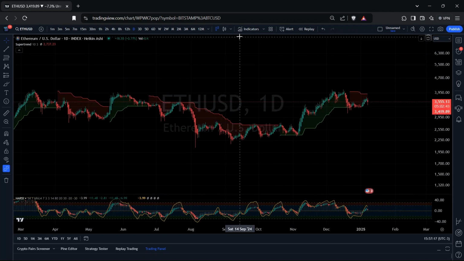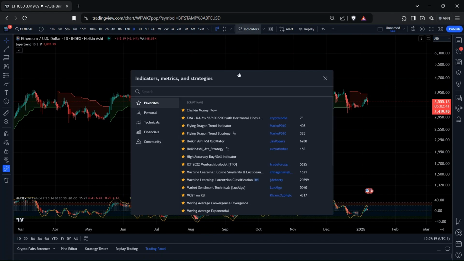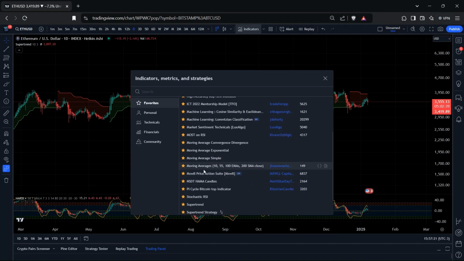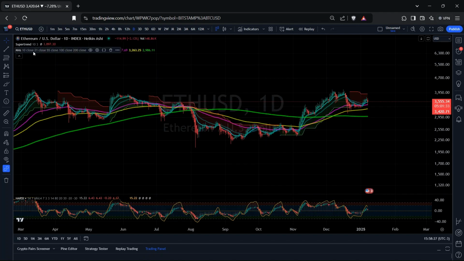Keep going. The third indicator that I'm going to add is this one, moving average 10, 55, 100 MAs plus 200 SMA close. This is also an independent indicator from Jara Washman, but I found it really interesting as it combines the main EMAs, in my opinion, and the 200 simple moving average. In the title, it doesn't include the 21 EMA, that is really important as well.